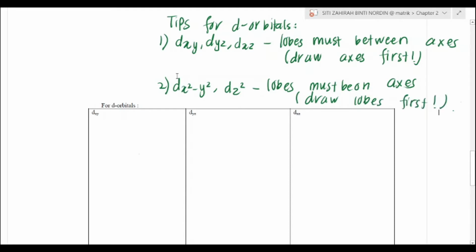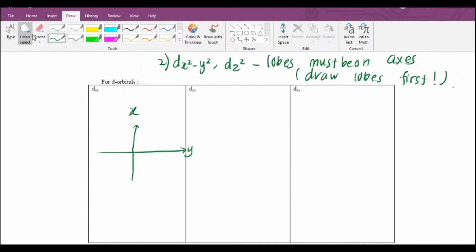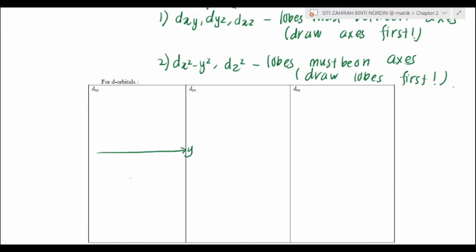So let's try to draw dxy first. So draw the axis first, the axis of x and y. So what axis between x and y? What is the remaining axis? Yes, that would be z. Okay, so draw a lobe between x and y. Your end should touch this intersection between x and y.